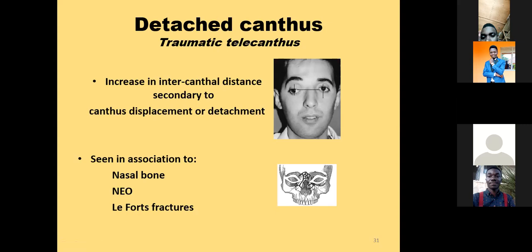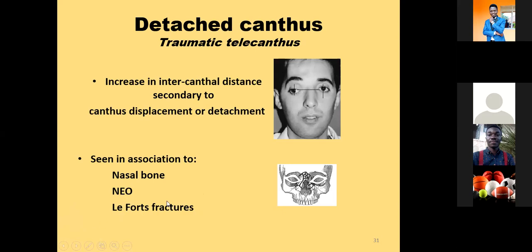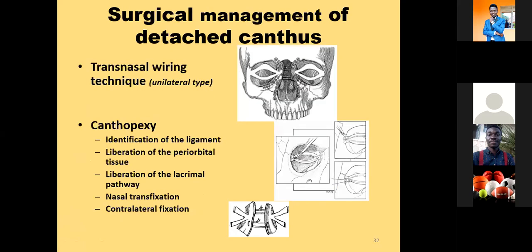So, these kind of things are seen in connection with the nasal bone injuries, nasoethmoidal fractures, the Le Fort fractures. Of course, not all the Le Fort fractures. In the Le Fort 1, that will not happen. But when you are talking of maybe the Le Fort 3, and maybe 2, but mostly the Le Fort 3, obviously, it can happen.